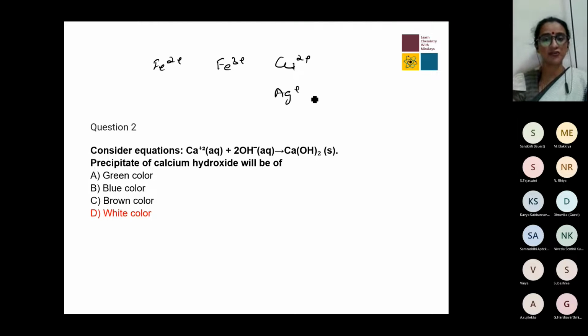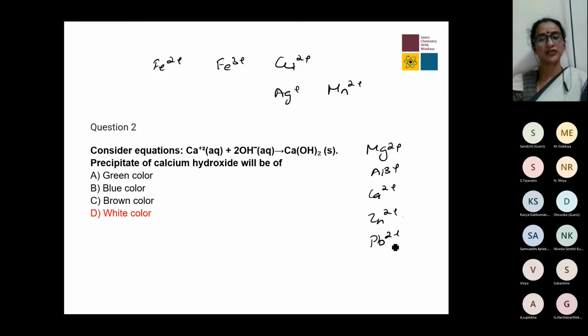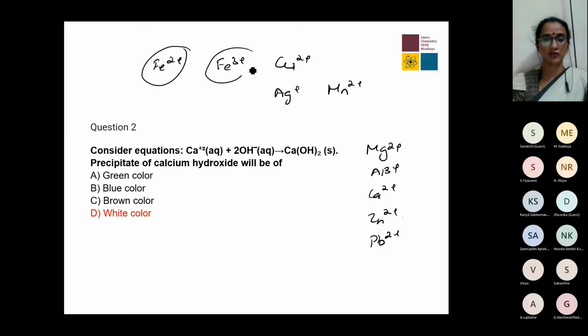Ag+ has a silver color. And I don't think you do manganese, but just for information, manganese forms a colored compound. A lot of the other common ions that you work with, like magnesium, aluminum, calcium, zinc, lead, all of these are going to be white precipitates. So these are the most common colored precipitates that you will see, especially these three.